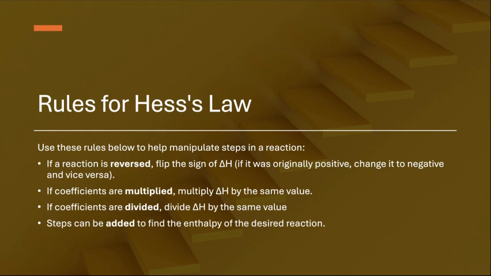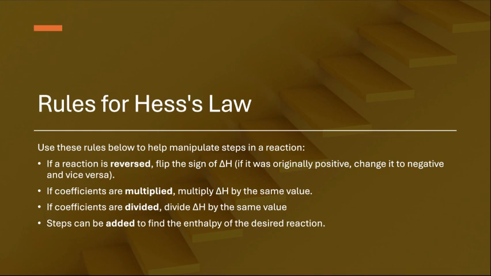The second rule. If we multiply a reaction's coefficients, we must multiply delta H by the same factor. So if, for example, the delta H was 2 and you're multiplying the whole equation by 2, the new delta H would be 4.